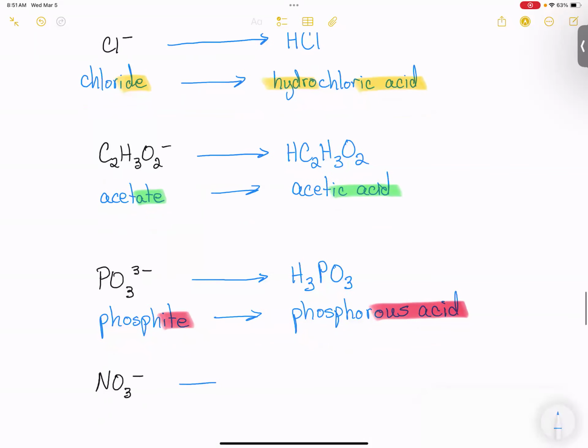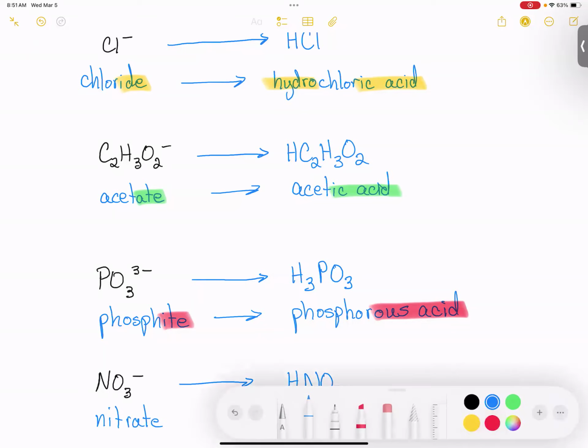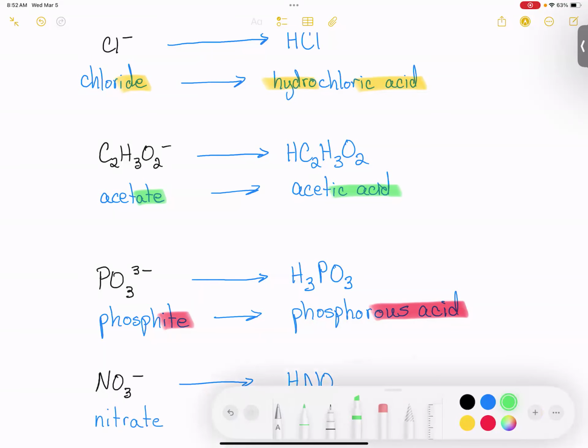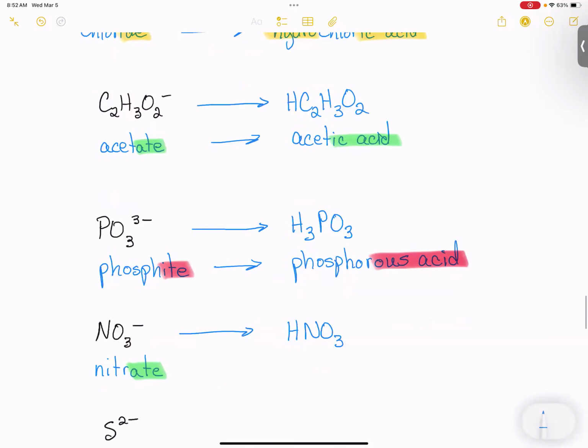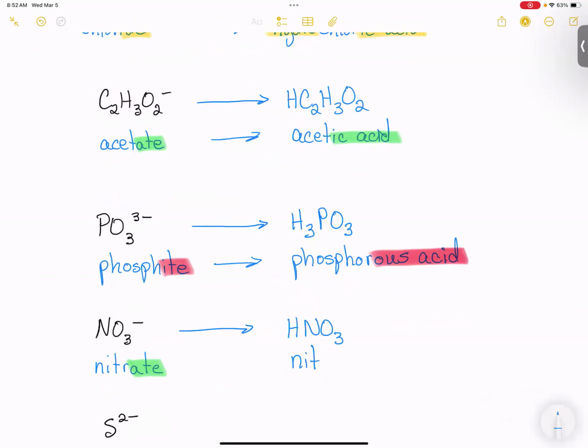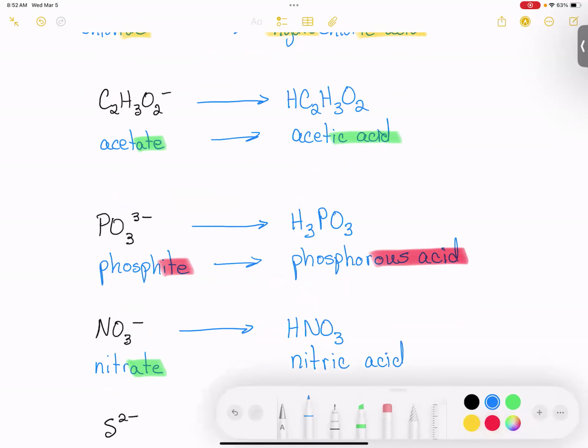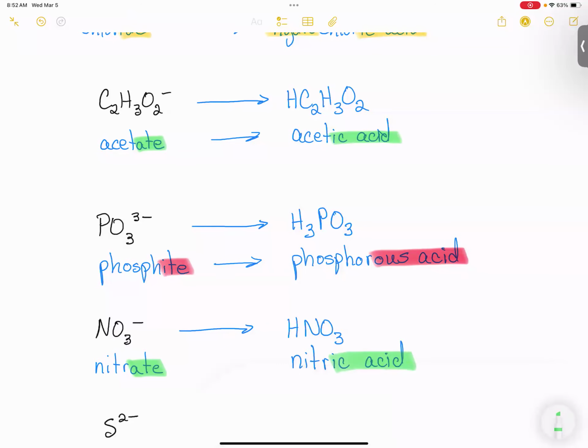The next one is nitrate. Its acid form is going to be HNO3 with 1 hydrogen. Since the anion ends in ATE, that means that the acid is going to be nitric acid with the ending of ic acid.